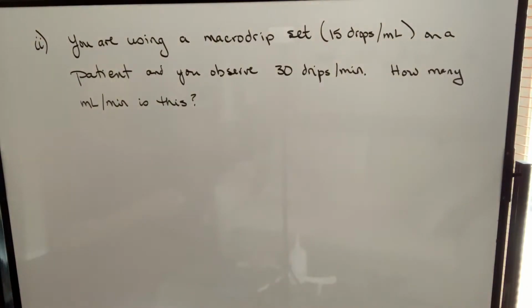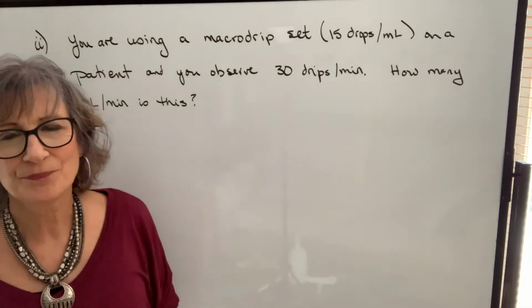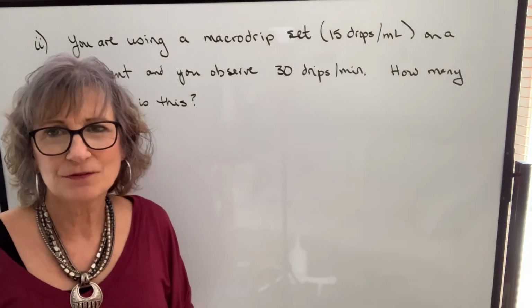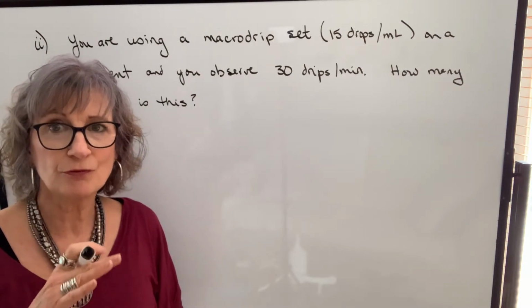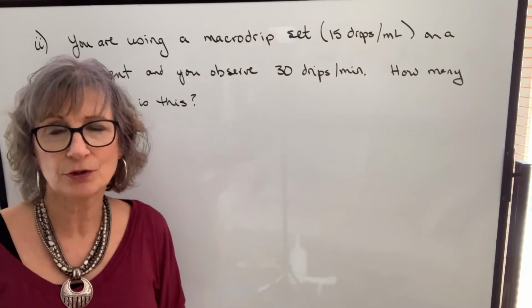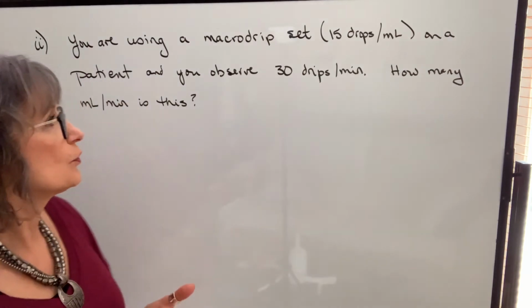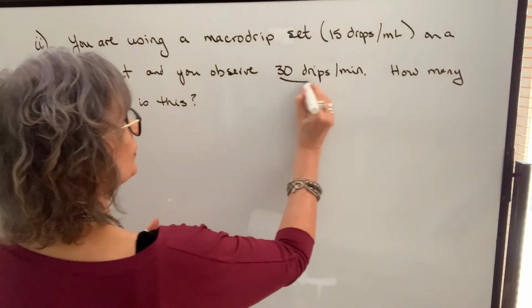Our next example says you are using a macro drip set, which is 15 drops per milliliter, on a patient, and you observe 30 drips per minute. How many milliliters per minute is this? Students often have difficulty knowing what to start with, so my recommendation is you always start with a volume that you know and a time that you know. So we know a volume of 30 drips per minute.